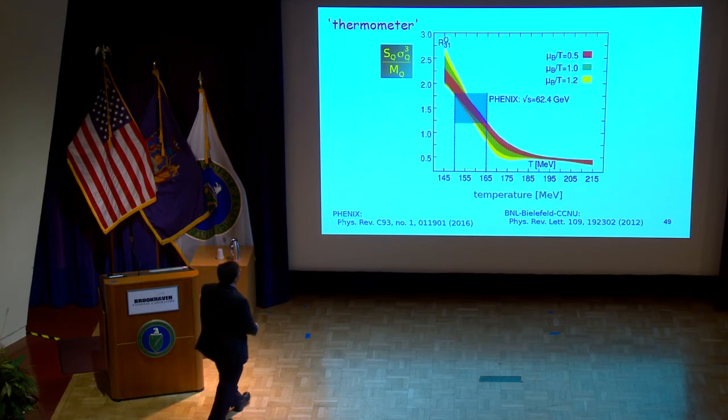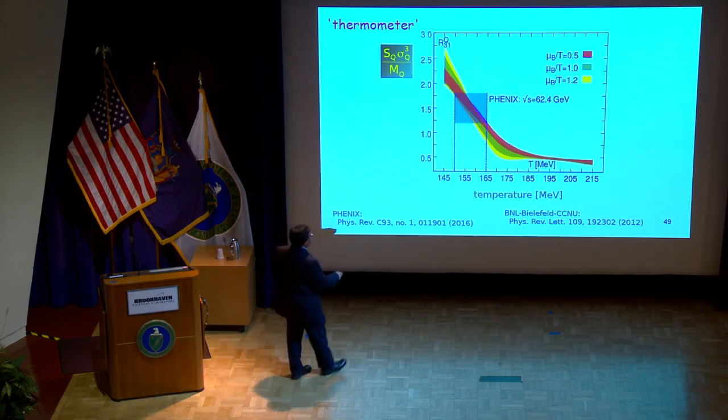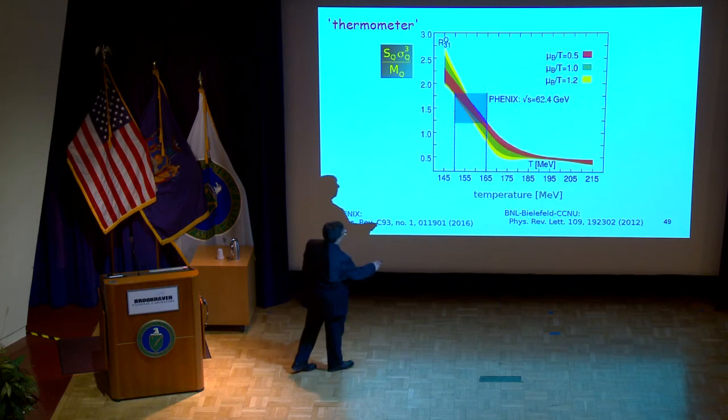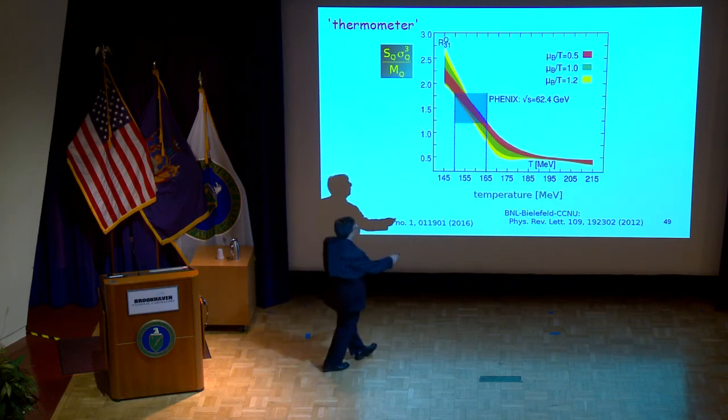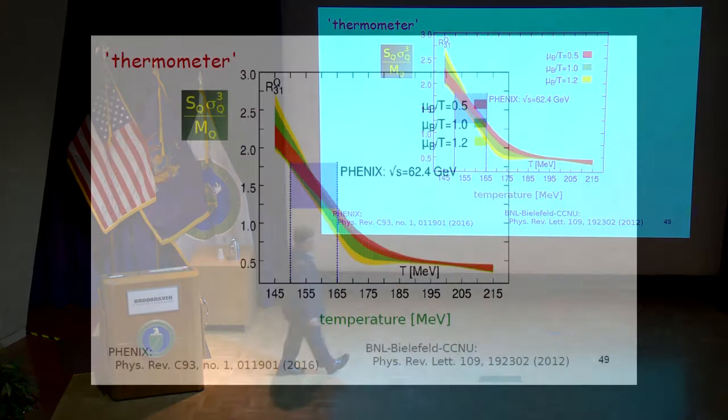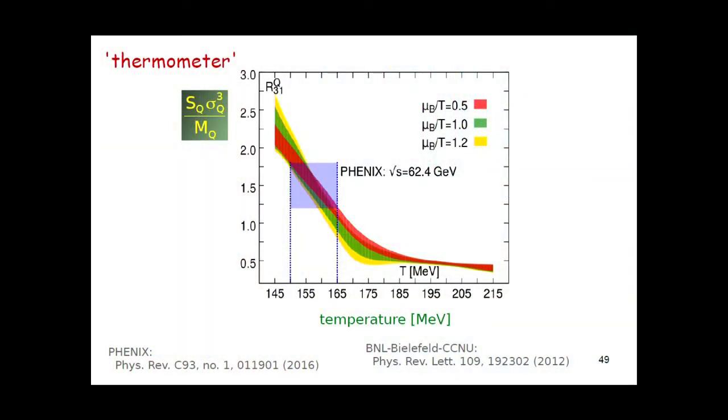And with that, I can compare with experimental measurements. Just for example, I take the PHENIX measurements at a collision energy of 62 GeV. Once you compare the theoretical calculations and overlay the experimental measurements on this blue patch, from that you can infer the temperature corresponding to this collision energy. For this particular case, it turns out to be somewhere close to 155 MeV, 160 MeV.